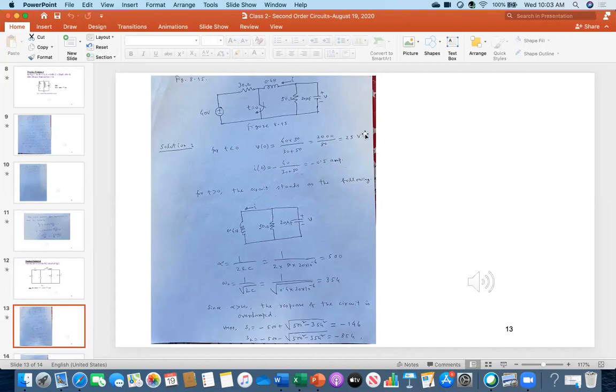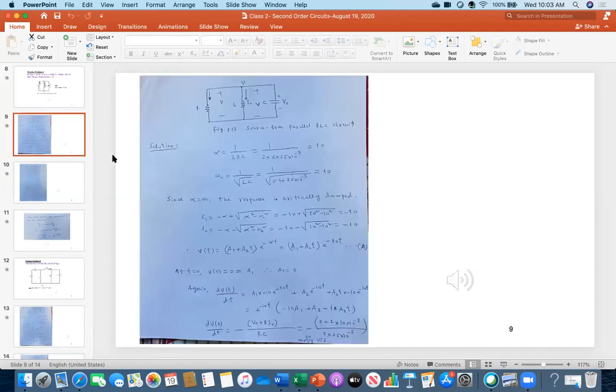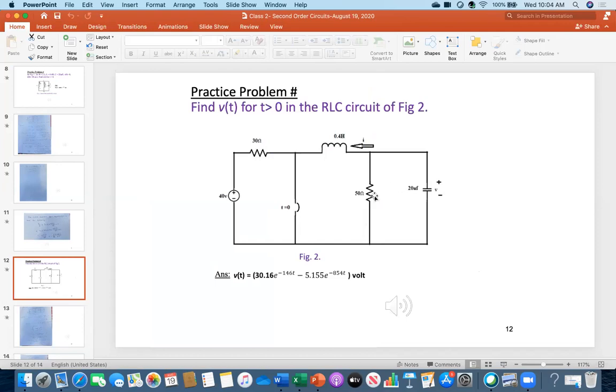Now everybody see, we calculated these two initial conditions. Try to understand the difference from the first problem. In the first problem, V naught and I naught were given, so you did not do anything; you directly calculated alpha and omega naught. But in a problem where the initial conditions are not given, that is your first task. You have to first find out the initial conditions.